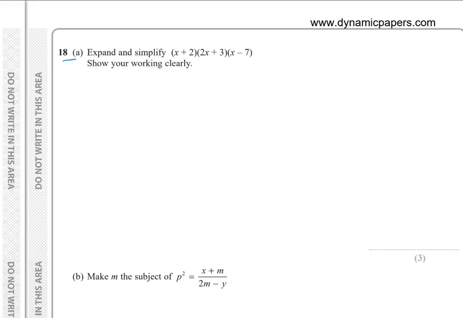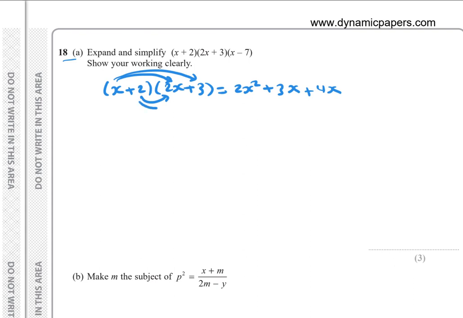18a, expand and simplify (x plus 2)(2x plus 3)(x minus 7). Multiply two brackets first. So (x plus 2)(2x plus 3): x times 2x equals 2x squared, x times 3 is 3x, 2 times 2x is 4x, and 2 multiply 3 equals 6. Combine the like terms, so 2x squared plus 7x plus 6.